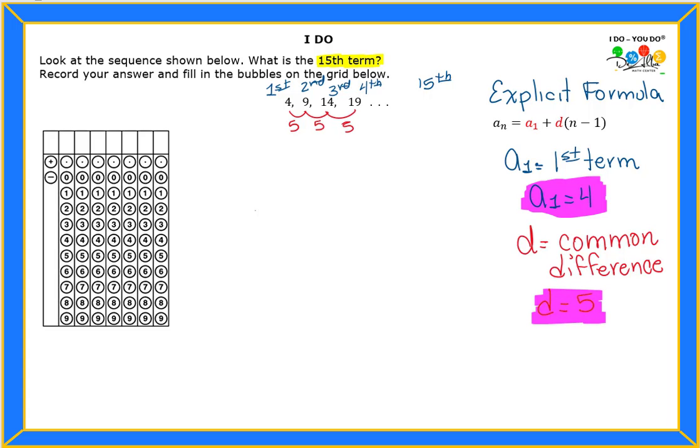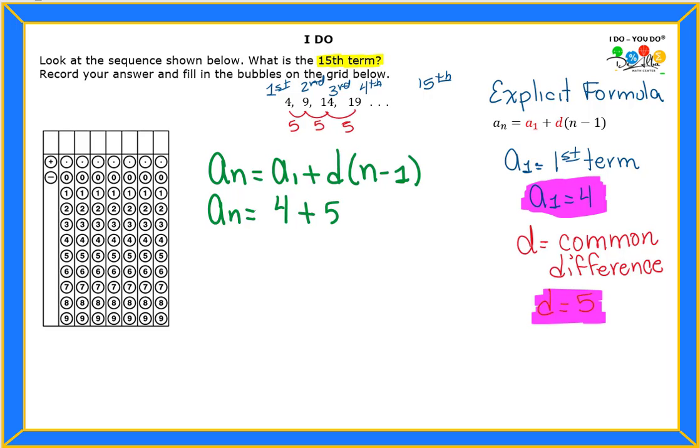So let's start with the explicit formula. I'm going to write down a sub n equals a sub 1 plus d times parentheses n minus 1. The first thing we need to do is come up with an equation that we can actually use to find the 15th term. So I'm going to have a sub n equals a sub 1, which we agree was 4, and d is the common difference, which is 5. I'm going to write down everything inside the parentheses, okay? I notice parentheses, which means I am going to use the distributive property to work it out. So a sub n equals 4 plus 5 times n is 5n, and 5 times negative 1 is minus 5.